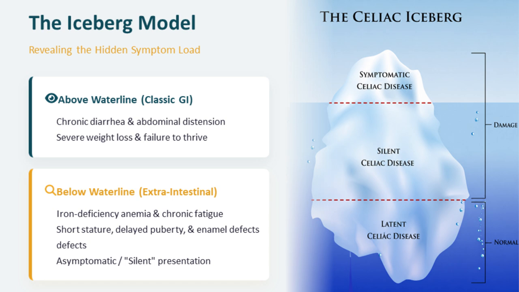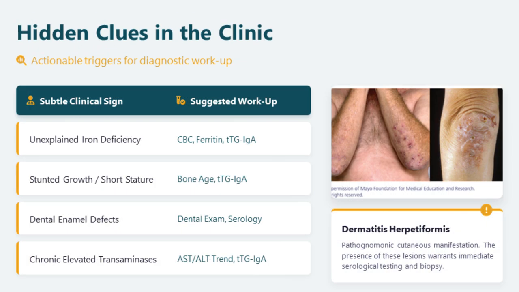So iron deficiency anemia, chronic fatigue, short stature, delayed puberty, enamel defects, can all be part of your iceberg model. Now, what are the hidden clues in the clinic?